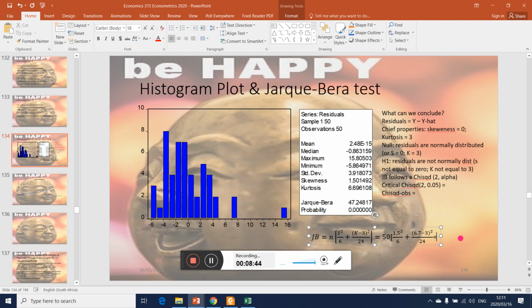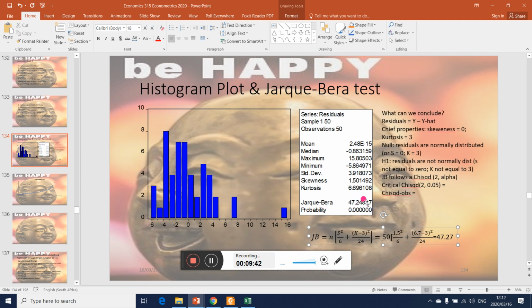Let me just get to my calculator quickly. You should get something like 47 point. Let me just do that very quickly. 1.5 squared divided by 6, right, plus 6.7 minus 3 squared, right, that divided by 24, multiplied by 50, which is the sample size, you get 47.27. Alright, that's what you get.